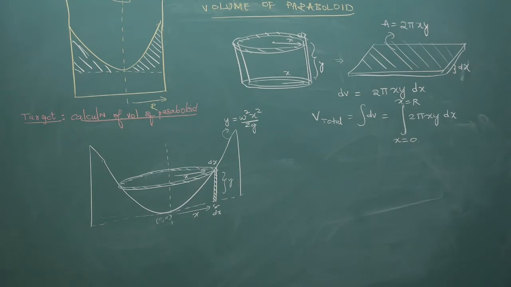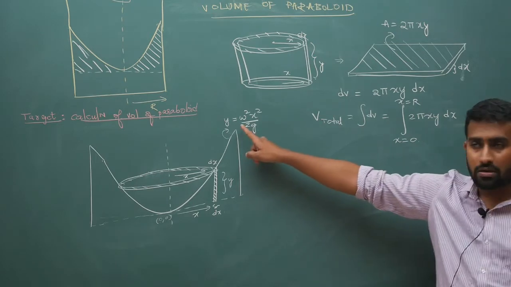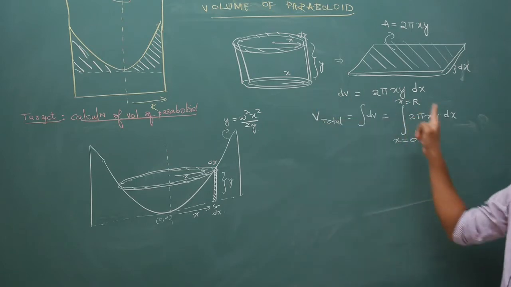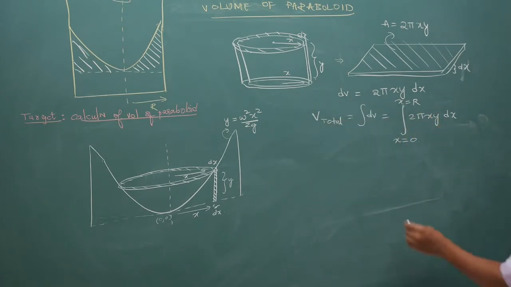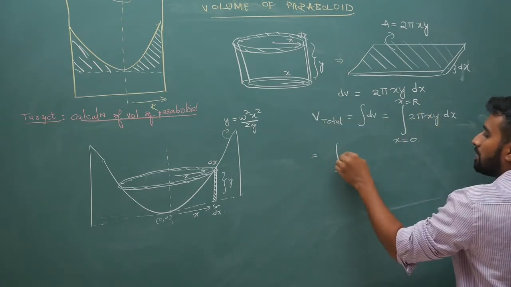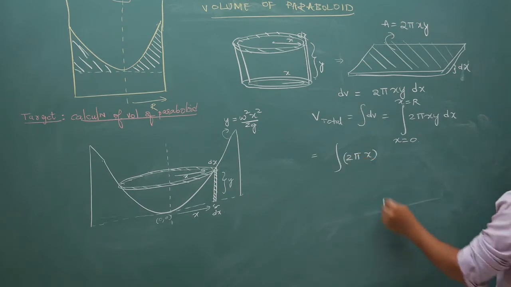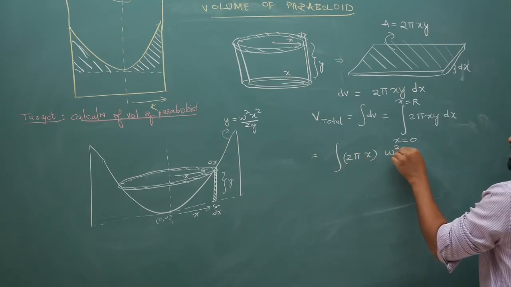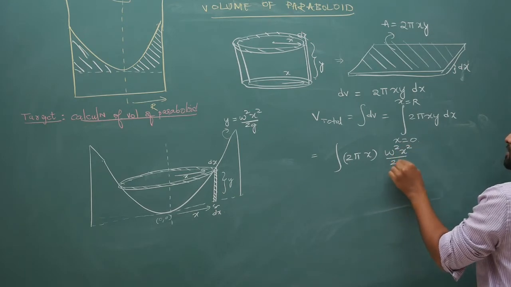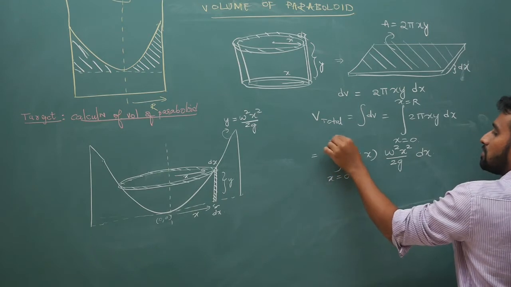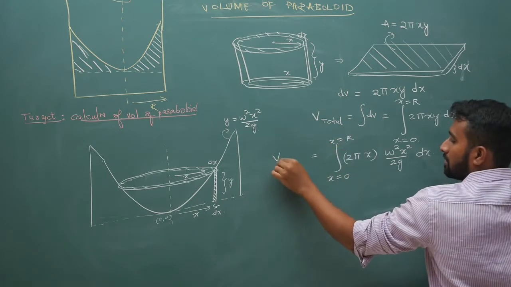Okay. Now here observe carefully, what is the equation of y? Omega square x square by 2g. So I will take this y and substitute in this equation. So if I do that, this will give me 2 pi x times, what is y means? Omega square x square by 2g into dx, from x equal to 0 to x equal to r.